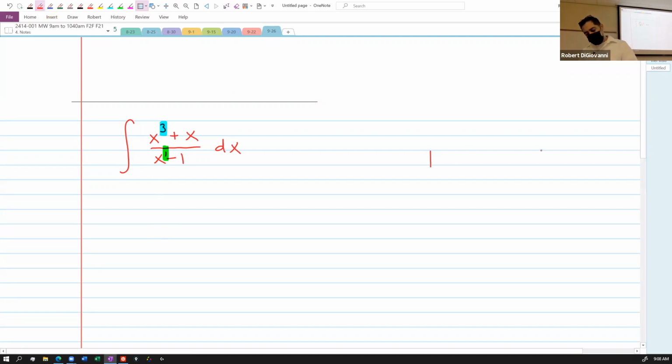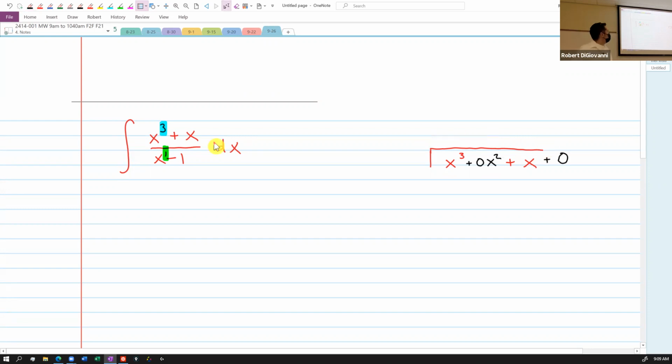Long division, you always put the numerator in the division box. And in this case, the numerator is x cubed plus x, right? Now, depending on how you learned long division in college algebra, the way that I teach it is that I always leave spaces for any powers of x I don't have.